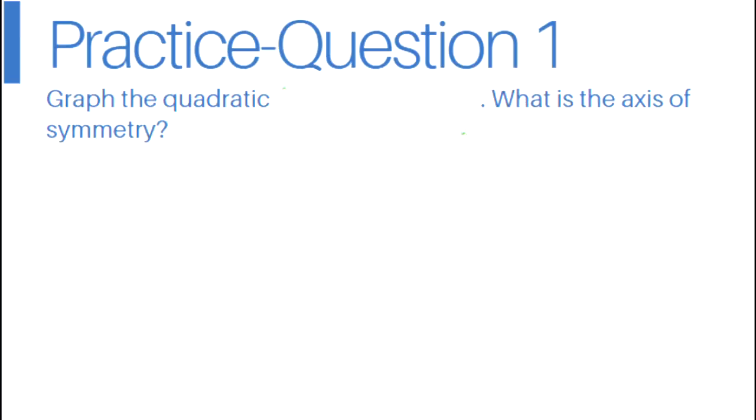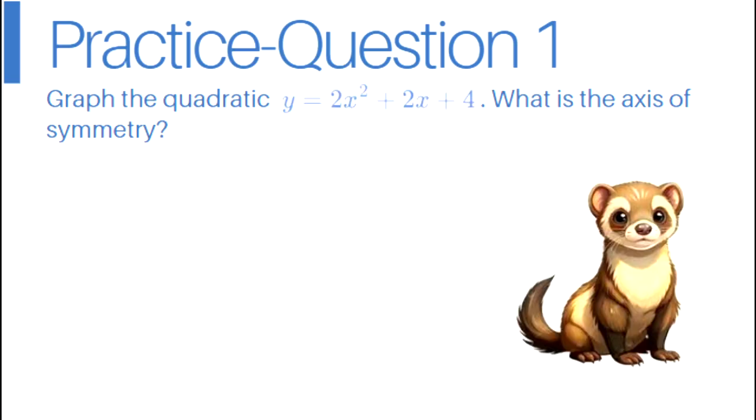Practice question 1. Graph the quadratic y equals 2x squared plus 2x plus 4. What is the axis of symmetry? Pause it, try to do it yourself, then come back and we'll work through it together.